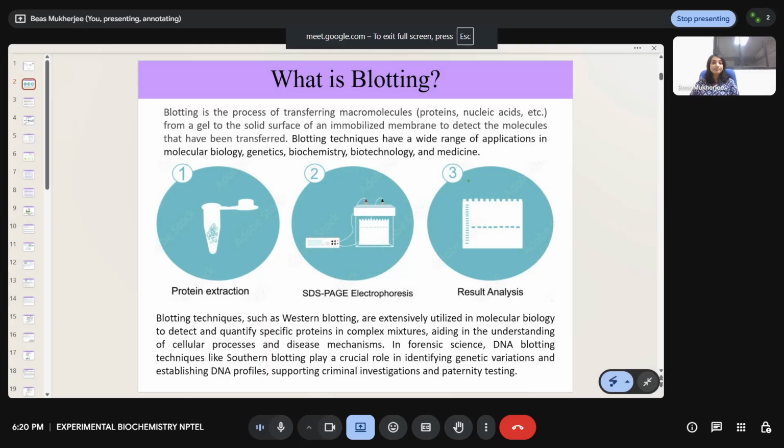Western blotting technique is extensively used in molecular biology to detect and quantify specific proteins in complex mixtures, aiding in the understanding of cellular processes and disease mechanisms. In forensic science, DNA blotting techniques such as southern blotting play a very crucial role in identifying genetic variations and establishing DNA profiles, supporting criminal investigations, paternity testing, etc. This has a lot of applications, and that is why these techniques are very important for us.